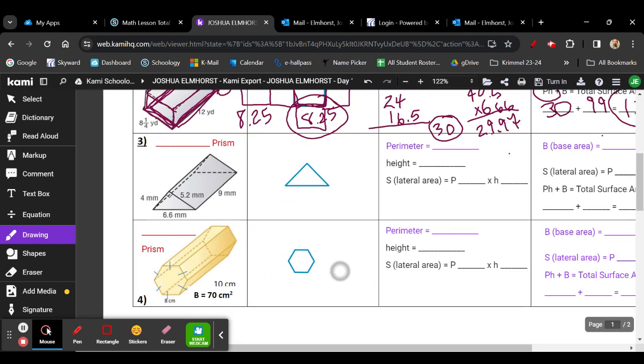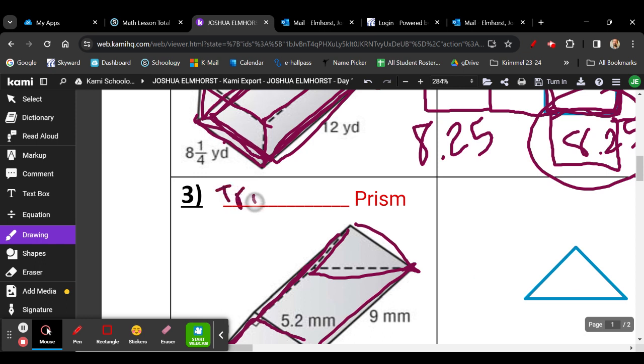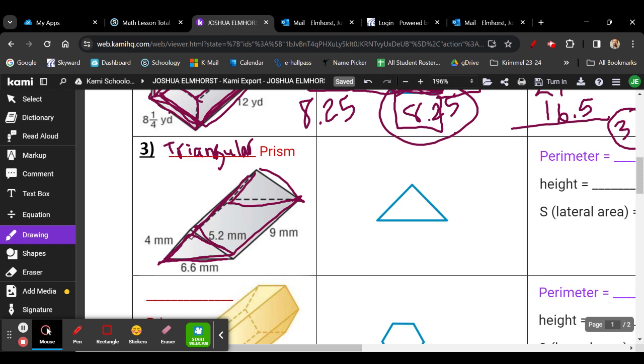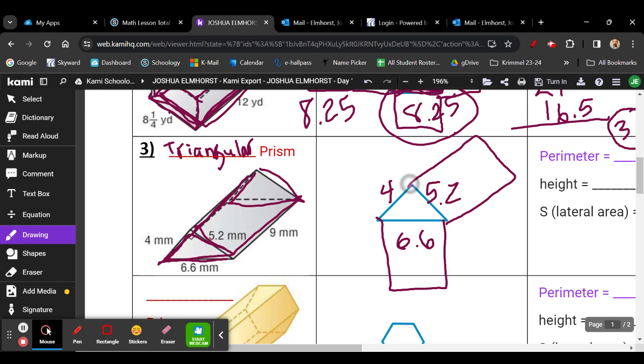I'm going to go through these last two examples. So here the base with the parallel opposite side going up is a triangle. So we're going to call this a triangular prism. For the base shape, we have 6.6, 4, and 5.2. And we draw rectangles going away from the shape folded out.